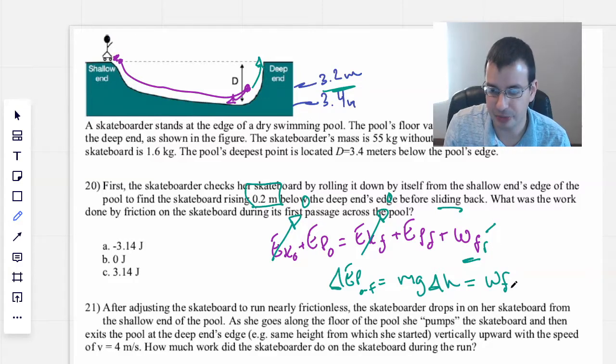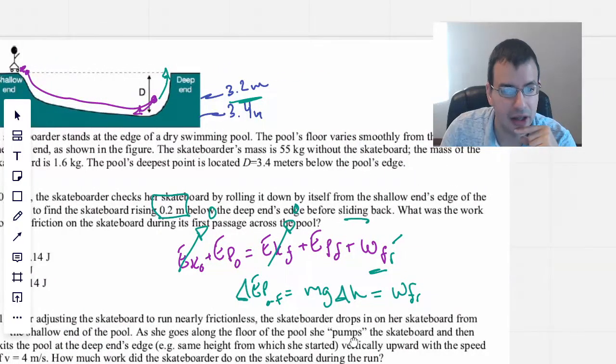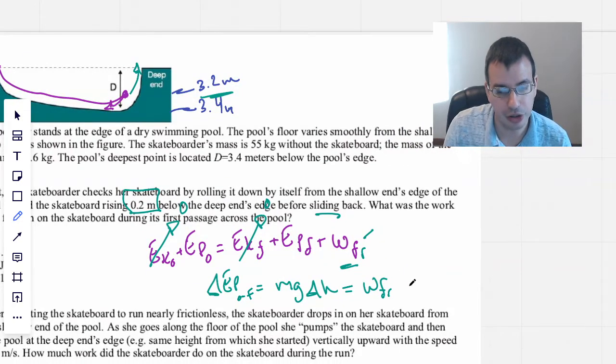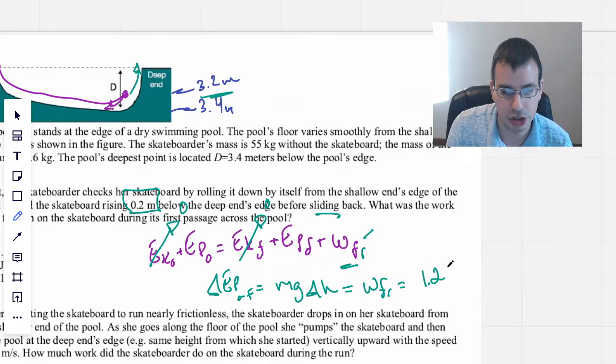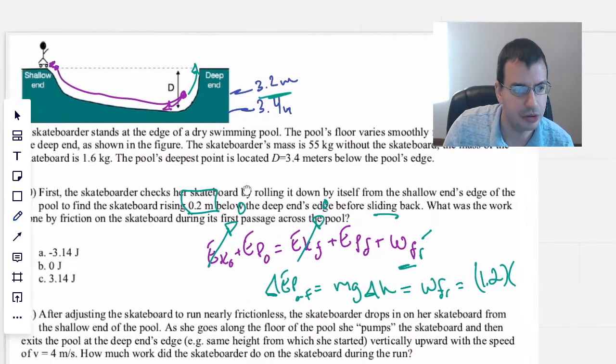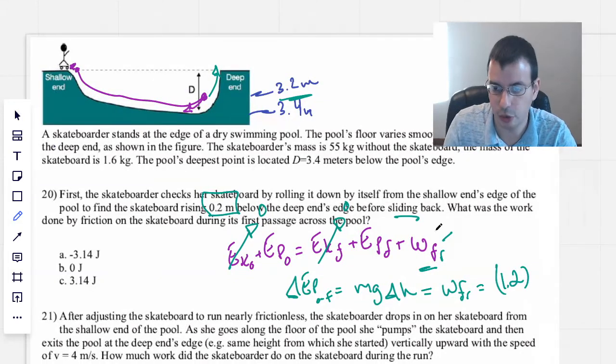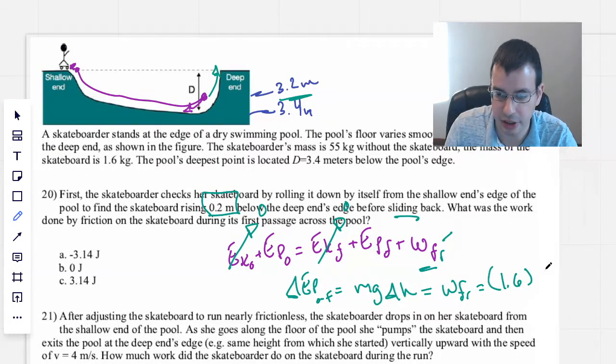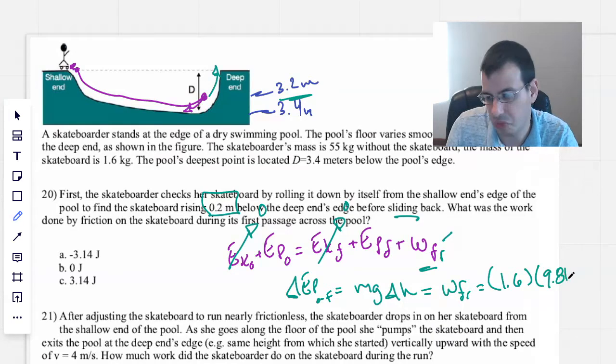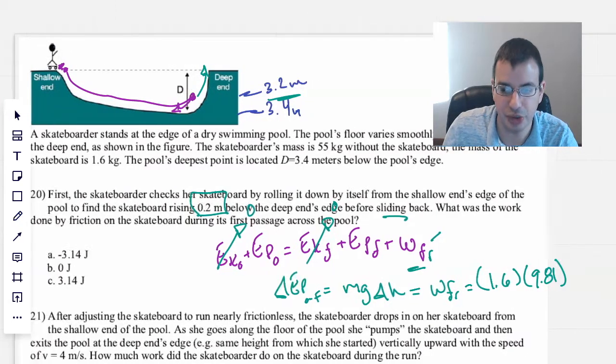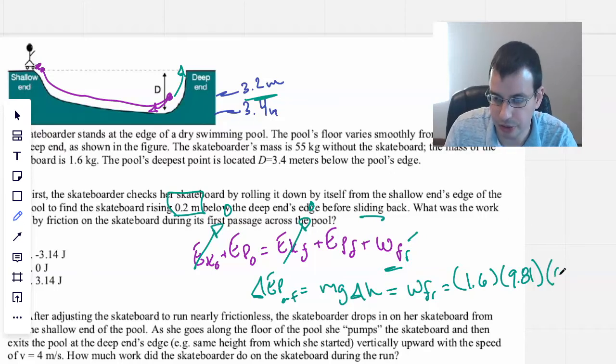I'm going to put a little r there, since we know it's friction, not final. And this one I'm not really going to worry too much about the sign, what was done by the friction. So we can do this here: the mass of the board is 1.6 kilograms, we have 9.81 meters per second squared as gravity, and then the height will be 0.2.